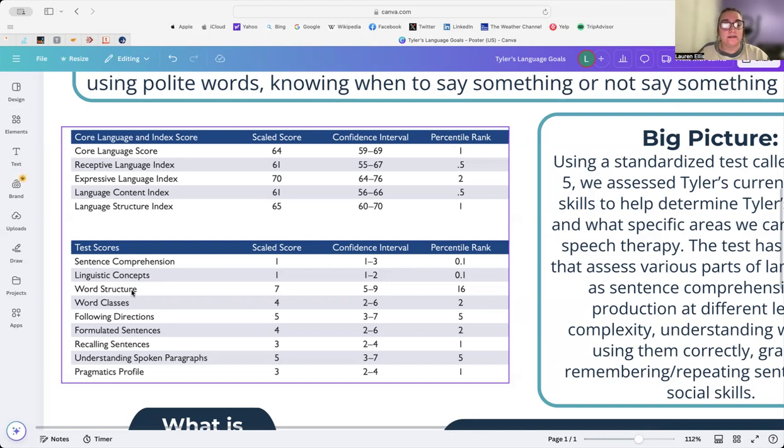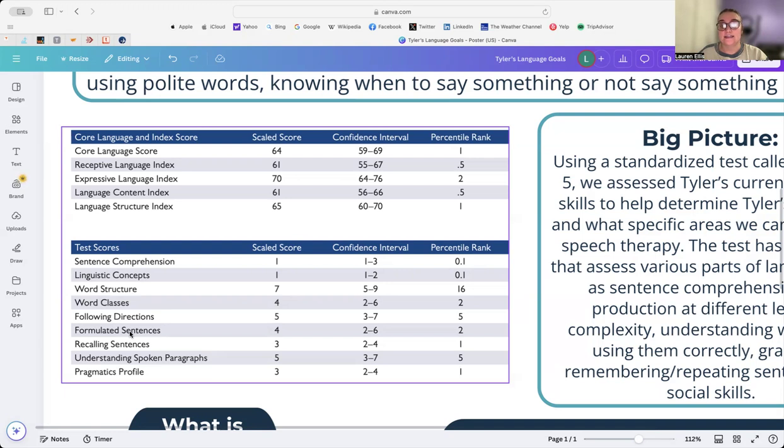Word structure helped assess how he can use language to make specific words and change the word endings, kind of his understanding of the structure, and sorry, his production of that structure, if he's able to produce it himself. Word classes assessed his understanding of words and word associations, and if he can know certain categories of words that go together. Following directions assessed his understanding of sentences.